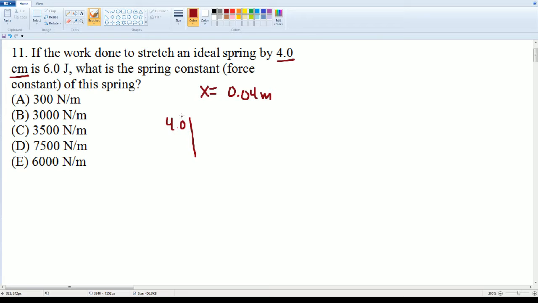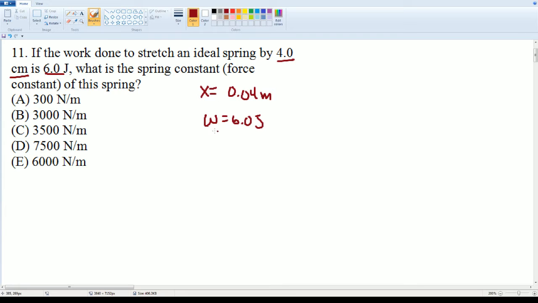If you want to know how to do that, I went 40 centimeters times 1 meter per centimeter, and the prefix gets the 1, so this is 10 to the negative 2. The centimeters cancel and that gets you 0.04 meters. That's how I did that if you want to see. The work is equal to 6.0 joules.